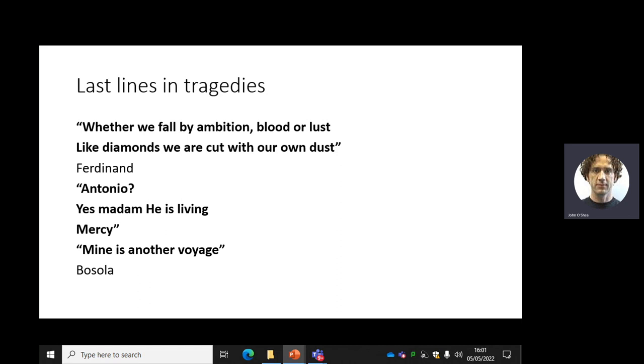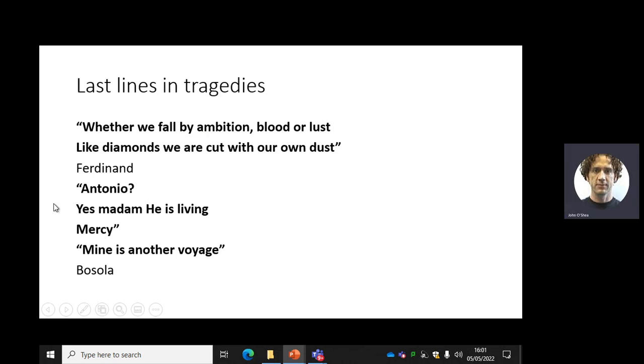And he says, "Whether we fall by ambition, blood, or lust, like diamonds we're cut with our own dust." We are formed from our own sins. He says, what goes around comes around. We get what we deserve. In the end, the love or the hate that we make comes back at us.